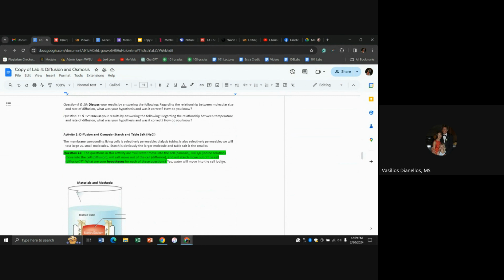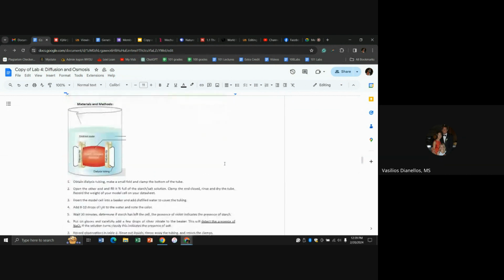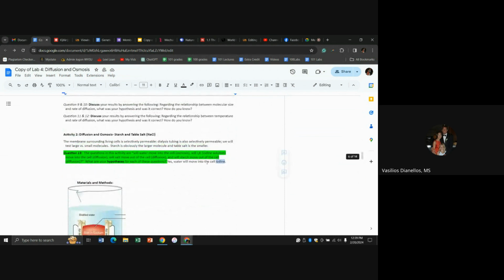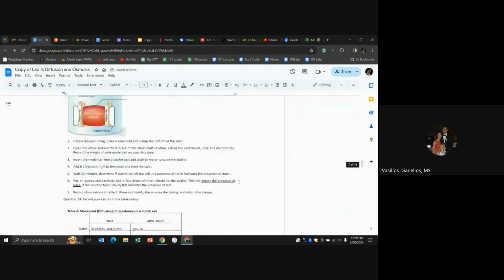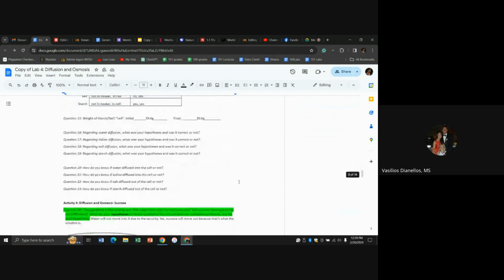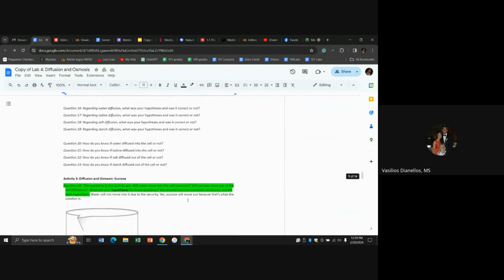And you started to say something about iodine, but then you didn't say anything about starch or salt. So you did miss a point here. So you need to finish your hypothesis with that. Let's see. Water will not move into the cell due to the security. I don't know what that means by due to the security, but okay.